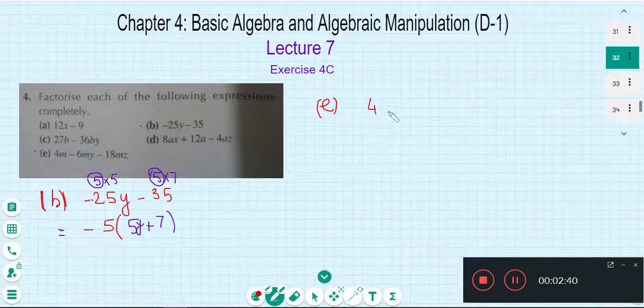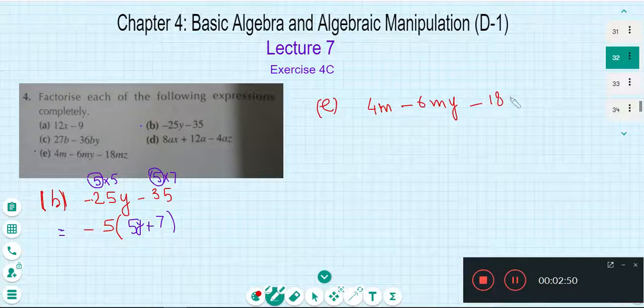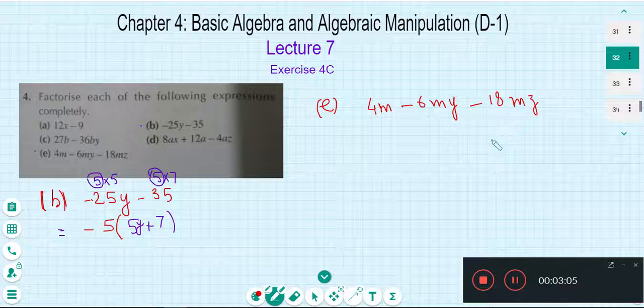In part E we have expression 4m minus 6my minus 18mz. So first of all we take some number as a common, so 4, 6 and 18. So which number will be the HCF of these three numbers, 4, 6 and 18? Obviously it is 2, because if I increase the number 4, 4 cannot divide 18 and 6. So 2 is the HCF of these three numbers. So I'm going to take 2 as a common.